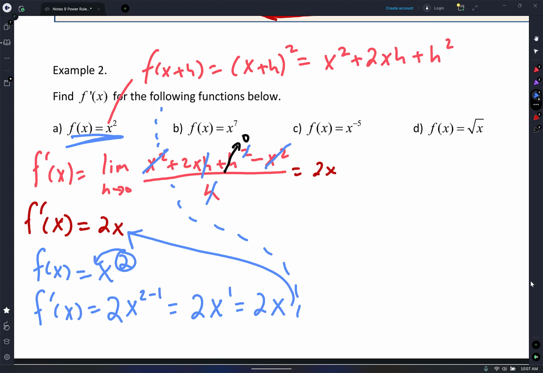Okay, here we go, guys. I'm going to use purple for B. So f prime of x, using my rule, what do I bring down? The 7, and I still have that x there. And then what's going to be my power? There it is. That's my derivative.